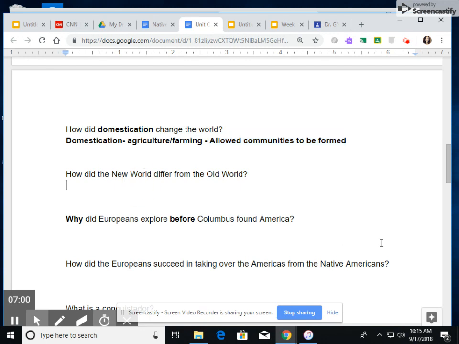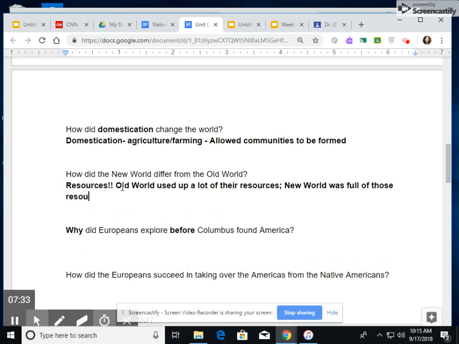Okay. How did the New World differ from the Old World? The biggest difference is in resources, so don't forget that. Okay, the biggest difference is in resources. So we know that the Old World had wasted, or let's just say used up a lot. We won't say all, we'll say a lot of their resources. And the New World was full of those resources. Unfortunately, we know that eventually Europe started to deplete the New World resources as well.